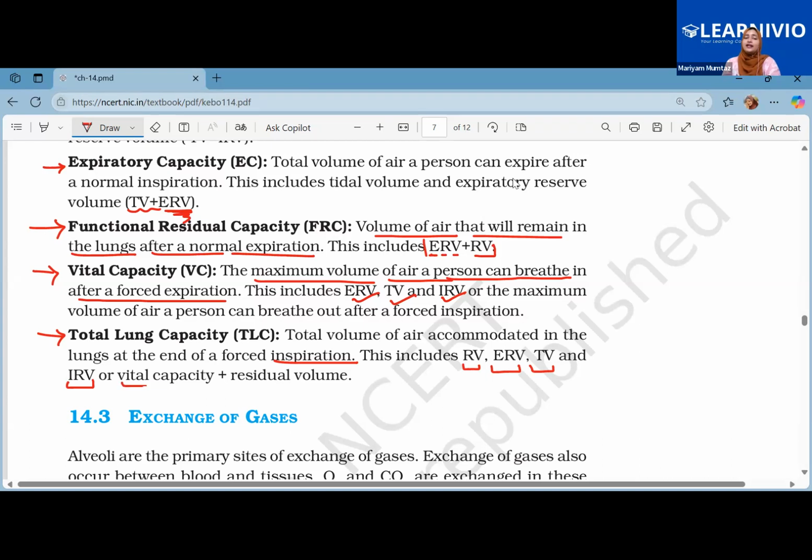Or you can say vital capacity plus the residual volume. It's the same exact thing, right? It's just a different combination. Clear? So volumes and capacities are clear to everyone. Does anyone have any doubts? Anything to ask? Sure.